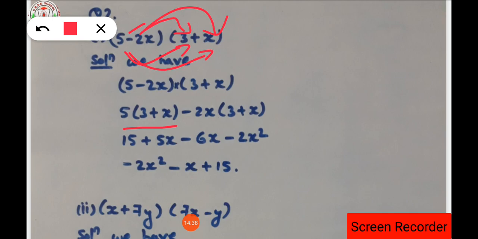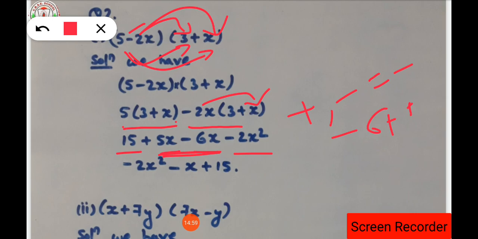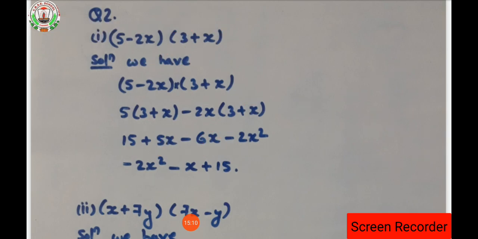So 5 into 3 will be 15. 5 into x will be 5x. Minus 2x will multiply with 3, it will be minus 6x. Minus 2x will multiply with x, it will be minus 2x square. Now this is the like term: plus 5x and minus 6x will be minus x itself. That minus 1 is considered as x, since x is the variable. So what is the answer? Minus 2x square minus x plus 15.